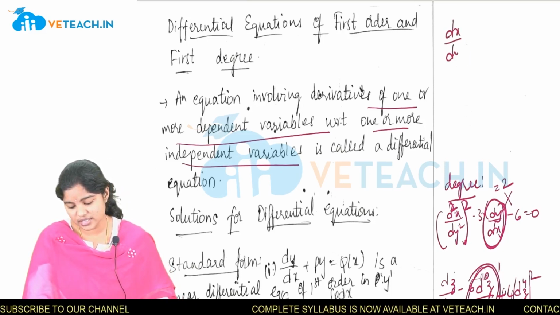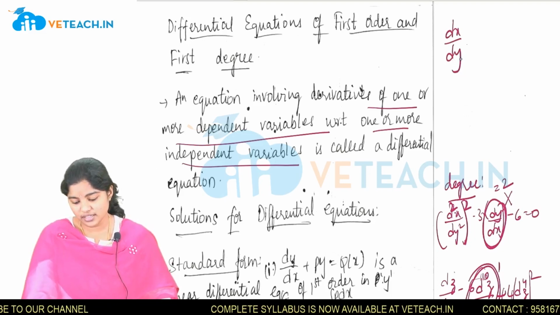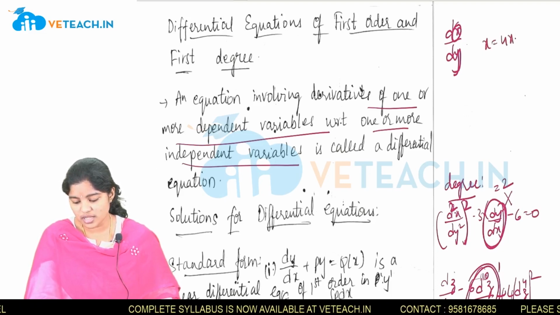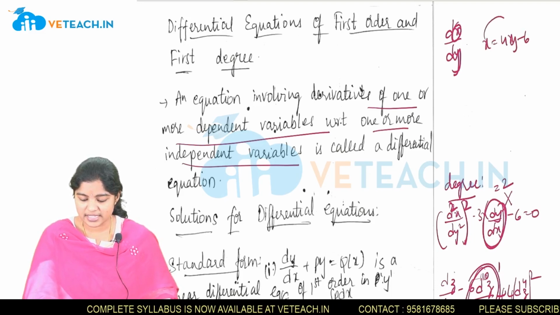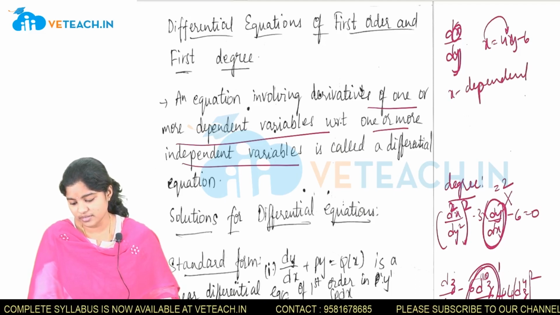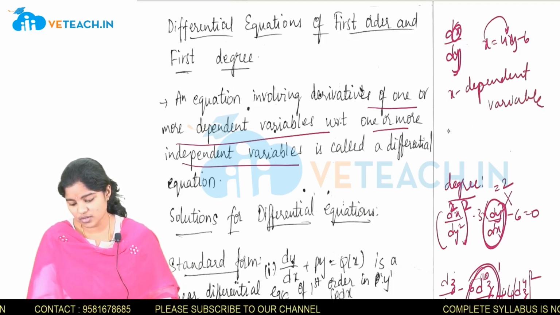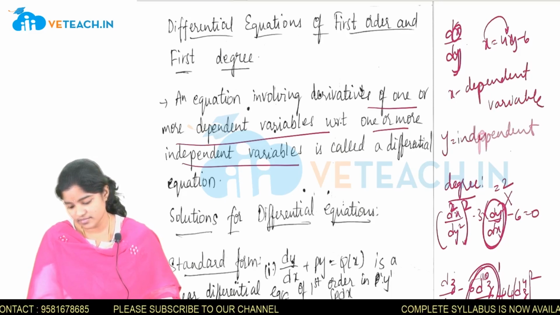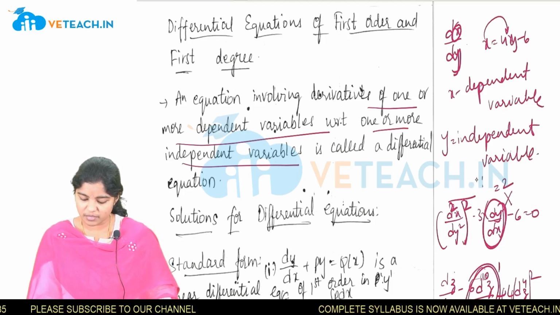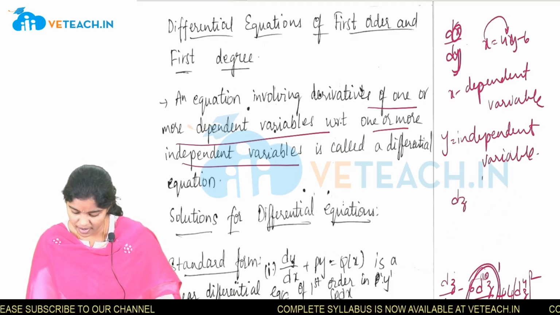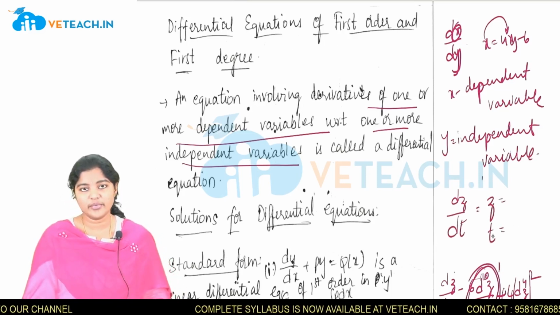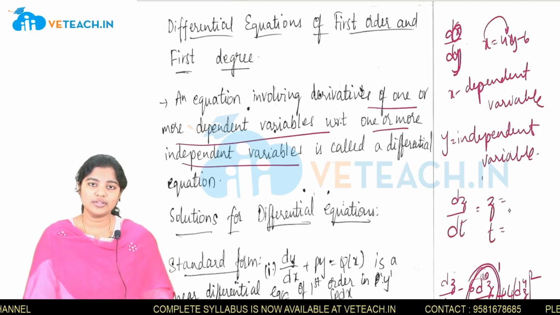Take an example, dx by dy. Here x is differentiated with respect to y. That means x's answer will be in terms of some 4y minus 6. That means x is dependent on the value y. So here x is called the dependent variable and y is called the independent variable. x is dependent and y is independent variable. In the same way, take another example, dz by dt. Here what is the dependent variable? z is the dependent variable and t is the independent variable. Okay, clear? Now let us go to the next topic.